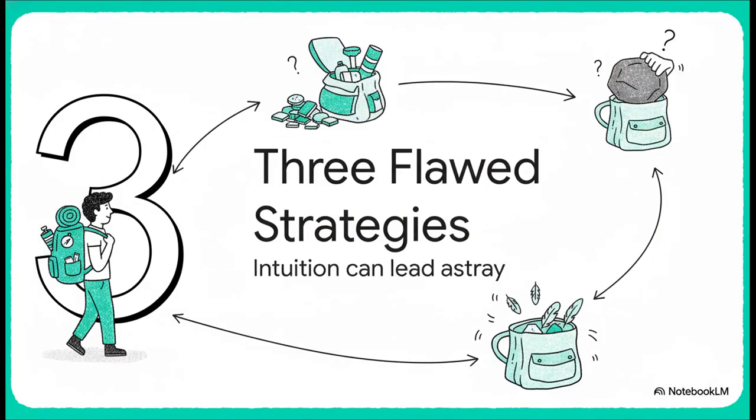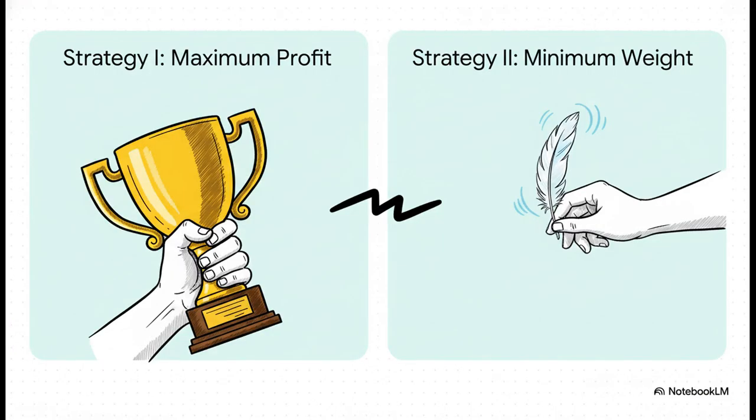So let's put this greedy thinking to the test. We're going to try out a few different strategies that seem totally logical on the surface. Let's see how they actually perform when the rubber meets the road. Our first two strategies are pretty much pure gut instinct. Strategy 1 is simple. Go for the big money. Grab the most profitable item first. Strategy 2 is all about efficiency. Travel light. Grab the lightest item first to leave room for more. Both sound pretty smart, don't they?